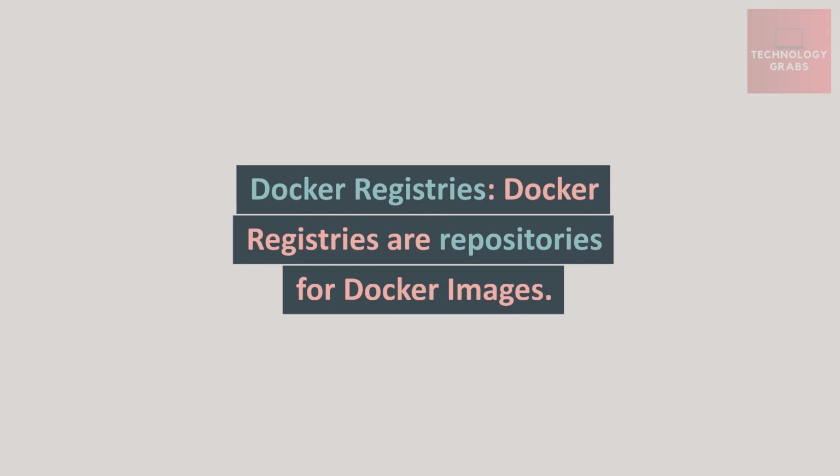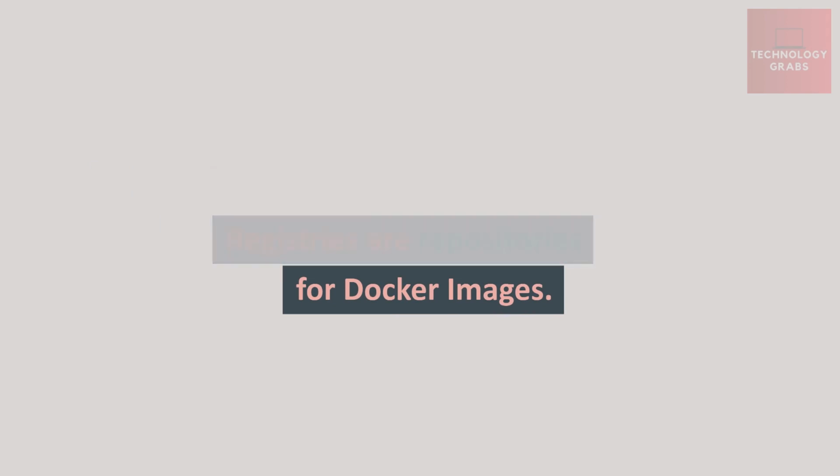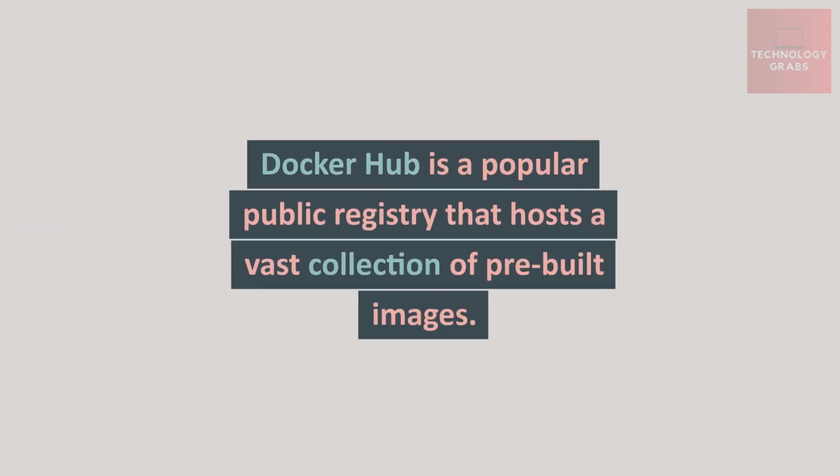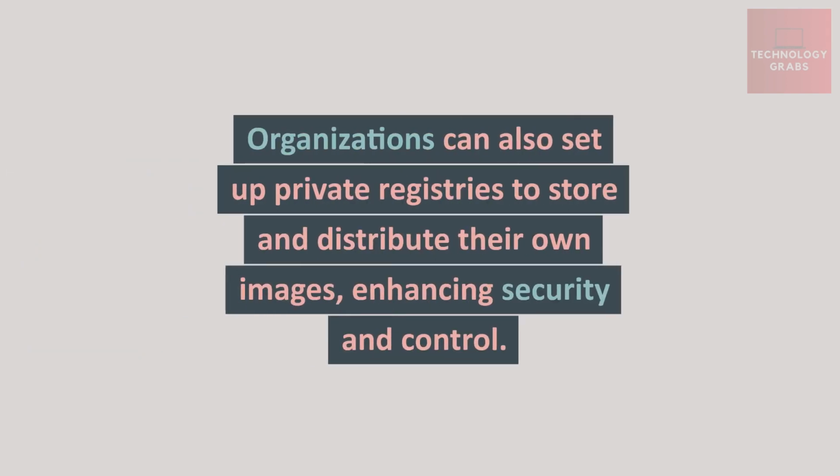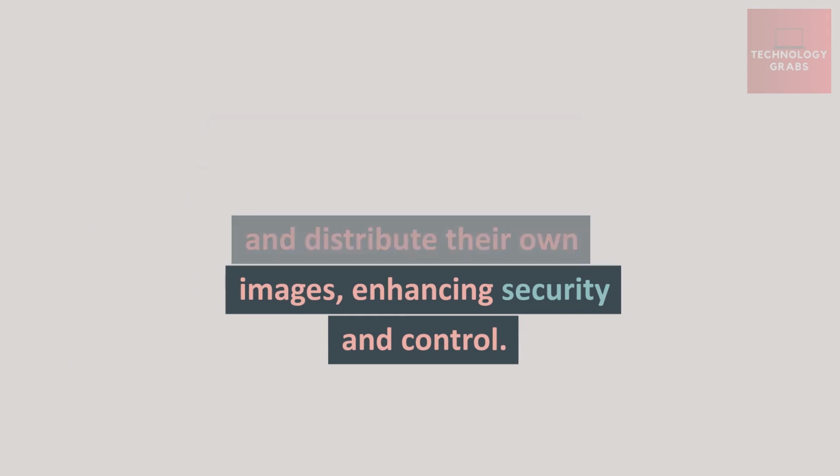Docker registries. Docker registries are repositories for Docker images. Docker Hub is a popular public registry that hosts a vast collection of pre-built images. Organizations can also set up private registries to store and distribute their own images, enhancing security and control.